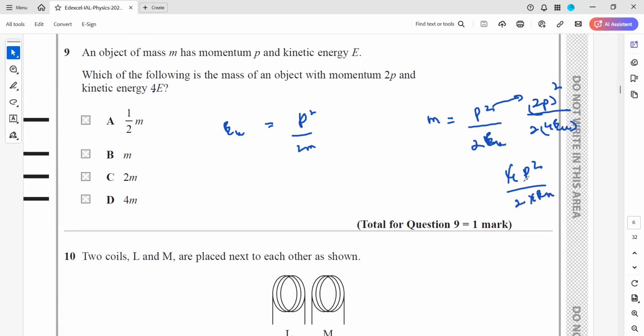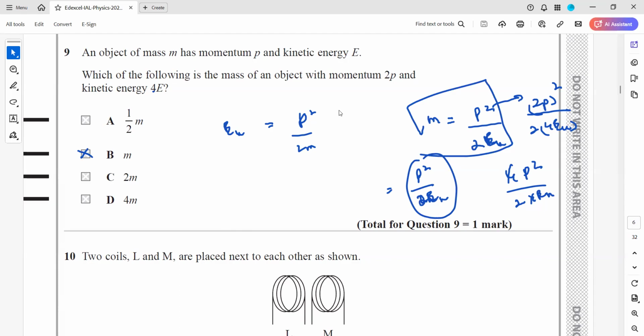So this will be 4p square over 2 times 4 Ek. So the 4 will cancel. So this will be p square over 2Ek. So this is the same expression. The mass is given by p square over 2Ek. So this is the same as m. That's why B will be the right answer. Because if you double the momentum, it means it is (2p) square, so it will become 4p square.